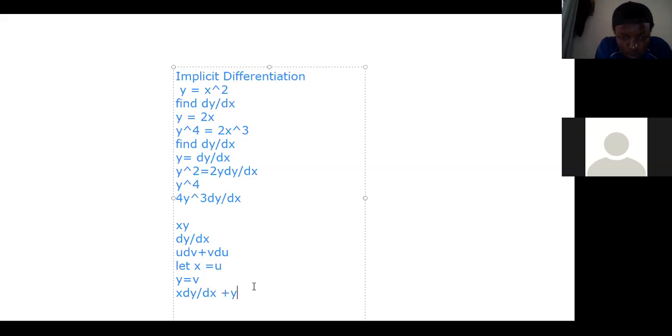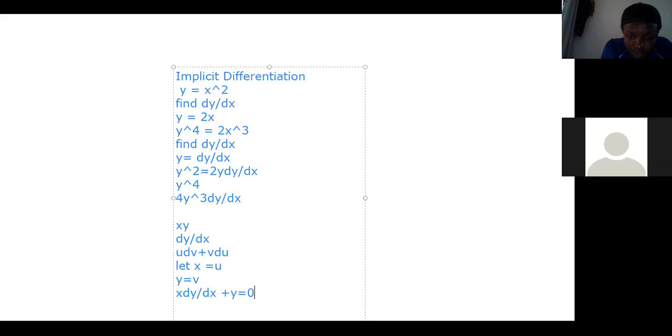So this will be y times 1, which is y. Are you getting it here? Yes, sir. So now when we get to this way, then we would have to find dy dx. The question says find dy dx, so we can simply just equate this one to 0.